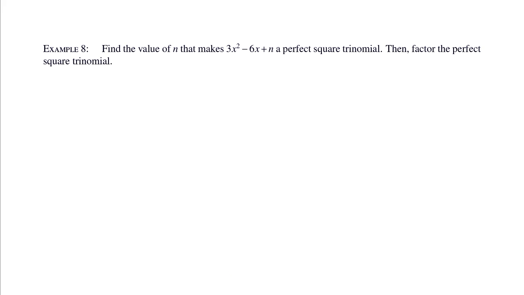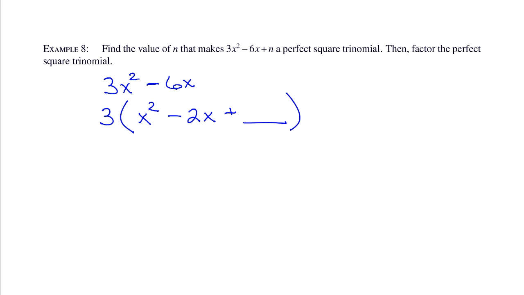So I'm going to start by writing out what we have so far, and I'm going to leave the n part off for now. To complete the square, when the lead coefficient is not 1, the first thing you must do is factor off the lead coefficient from the first term and the second term. We're going to figure out what goes in the blank as part of completing the square. Now that you've factored out the 3, you just complete the square on this inside part alone.